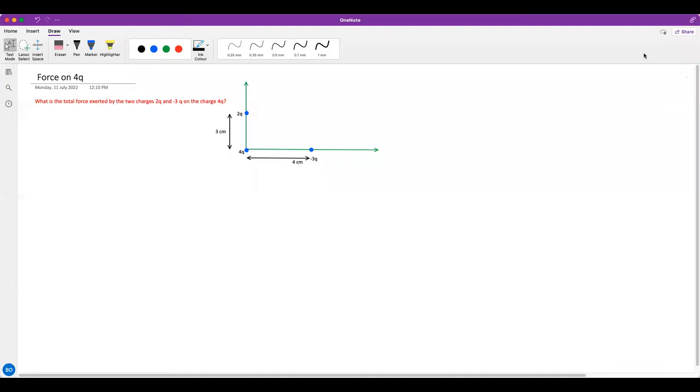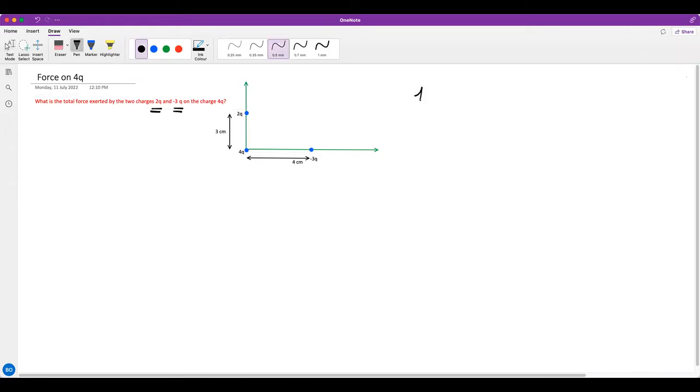Okay, let's solve this problem. Here we have three charges, 2q, 4q, and minus 3q, and we would like to calculate the forces acting on the charge 2q and the charge minus 3q.